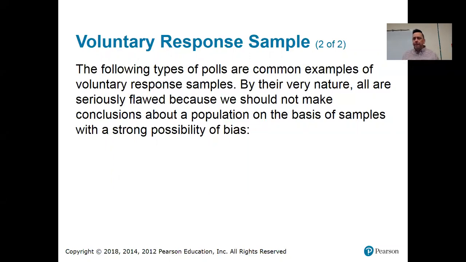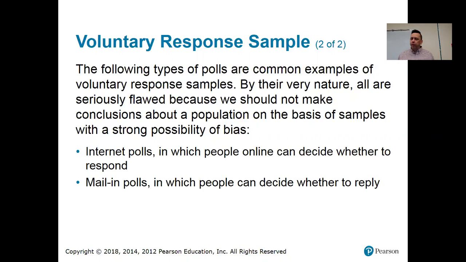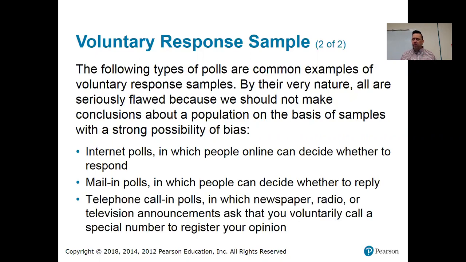So here are some more types of polls that are common examples of voluntary response samples. You should take these with a big, big grain of salt. Internet polls. Mail-in polls where people can decide whether to reply. And I can't remember the last time I saw one of these. No, I have actually. Telephone call-in polls in which newspaper, radio, or television announcements ask that you voluntarily call a special number to register your opinion.